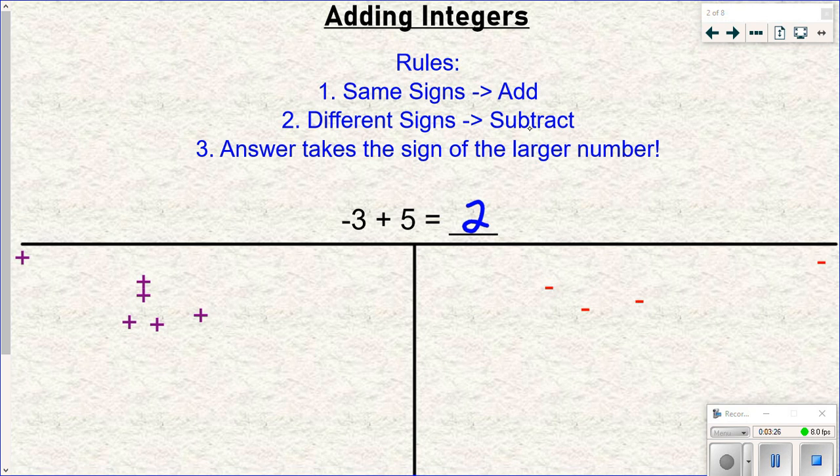Following the rules, different signs, subtract them. So the difference between 5 and 3 is 2. The larger number is positive, so the answer is positive.